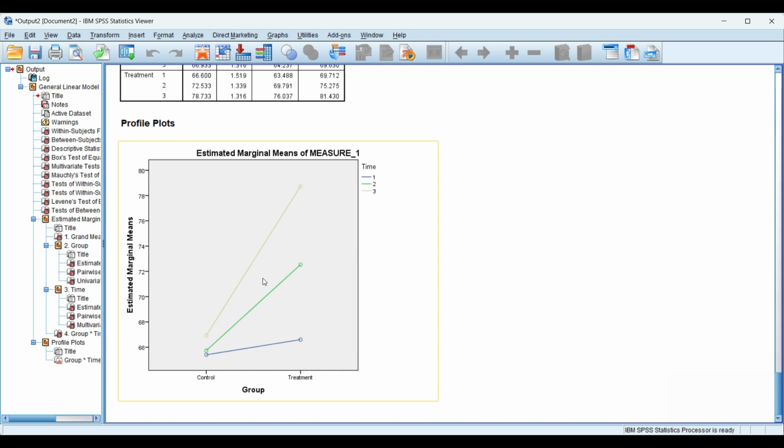Specifically, participants and patients in the treatment group improved substantially over the three measurement occasions, 1, 2 and 3. You can see the improvement is significant, whereas participants in the control group exhibited only a minimal improvement. In the control group there is a minimal improvement, but in the treatment group there is a large and substantial improvement. So in this way, we can interpret the findings of repeated measures ANOVA.